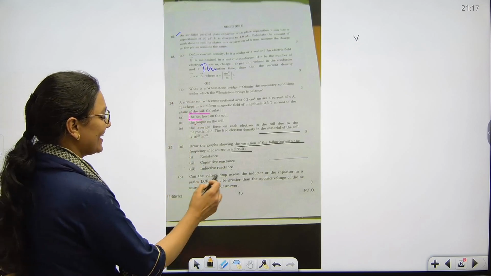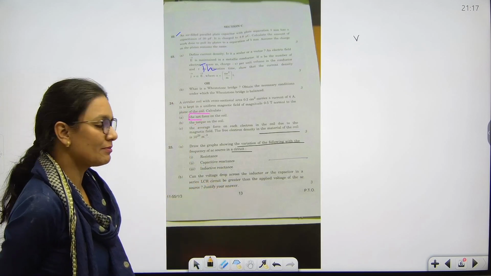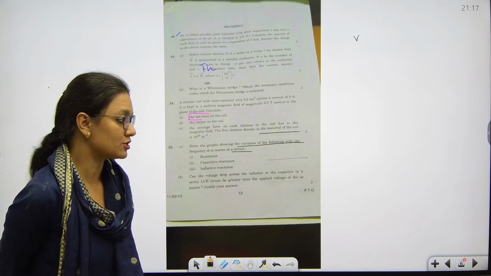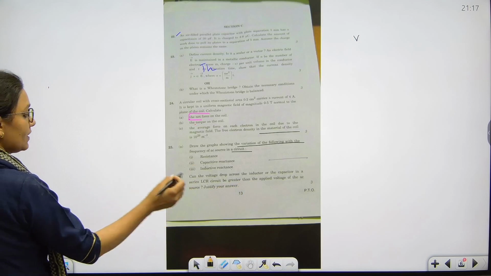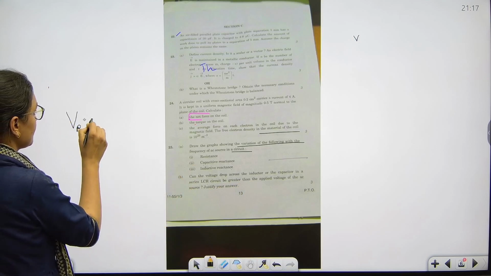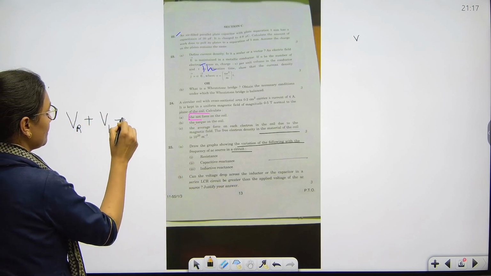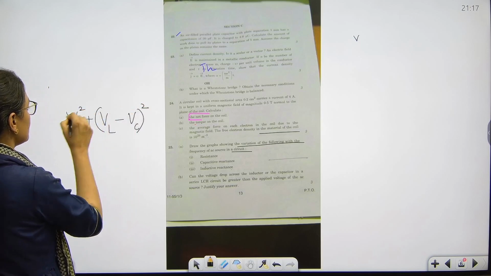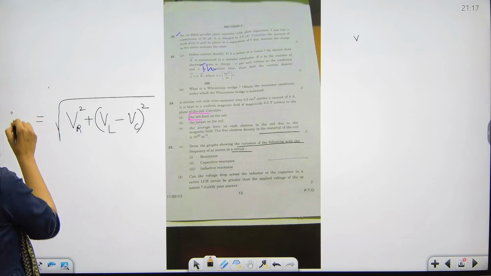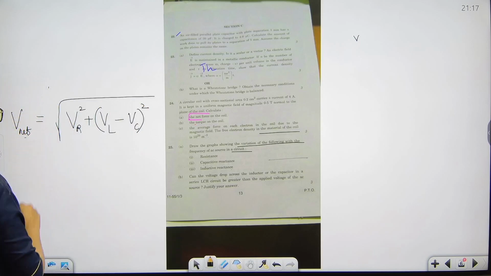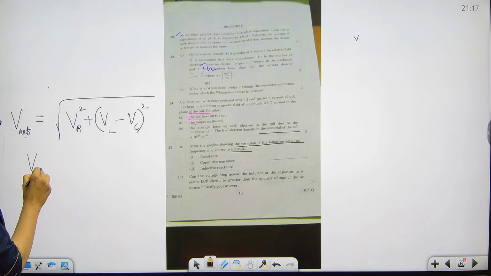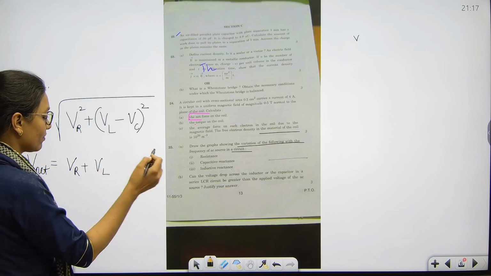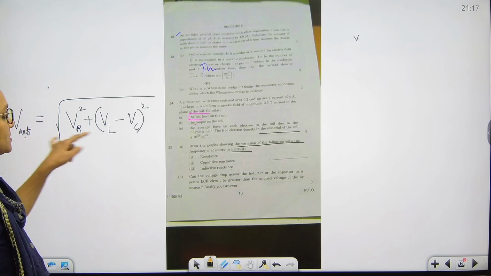If you have solved so many questions, you can easily tell that this is possible. Why? Because the net voltage is the square root of the sum of the square of the voltage across the resistor and the square of the difference of the inductor and capacitor voltages, if the inductor voltage is greater. It is not like V net is equal to VR plus VL or anything. So this is not just direct addition.